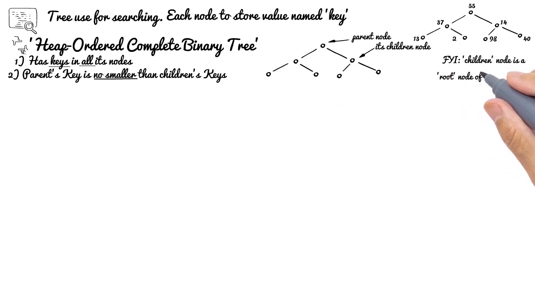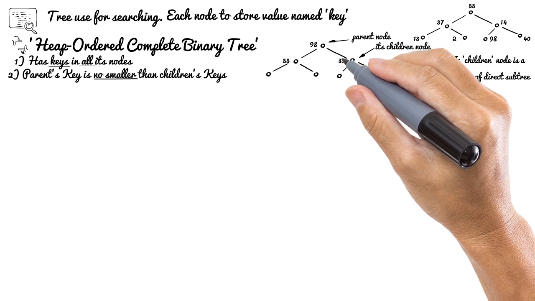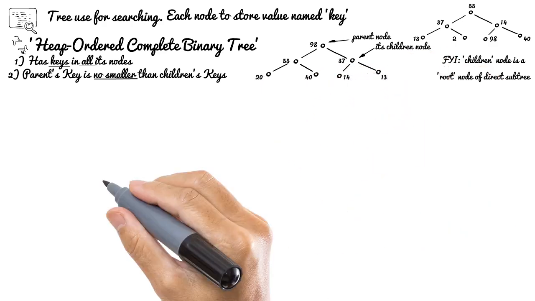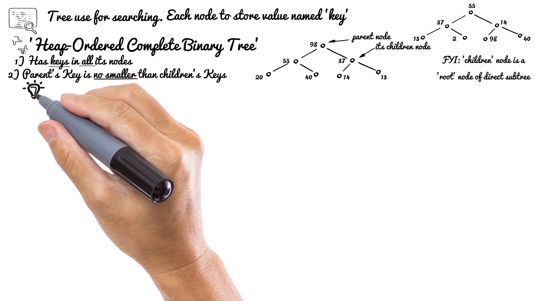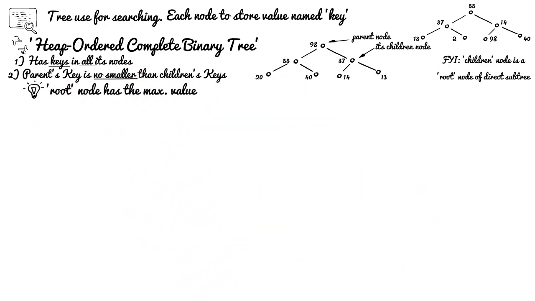How useful can such a structure be? If any parent's key is no smaller than its children's keys, the more you travel towards tree leaves, the smaller the key values will be. And on the other hand, which is more important, the key at the root has the maximum value out of all keys in a tree. To be more precise, not smaller than any other key. Don't forget, we may have duplicate key values.